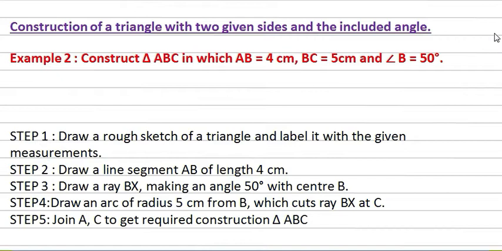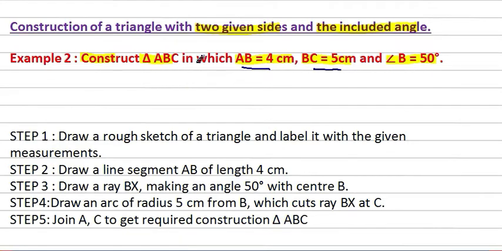In the previous video, we completed the construction of a triangle with three sides. Now we will go with the construction of triangles with two given sides and the included angle. Here, example 2: construct triangle ABC in which AB is equal to 4 cm, BC is equal to 5 cm, and angle B is equal to 60 degrees. Here, two sides and one included angle are given.